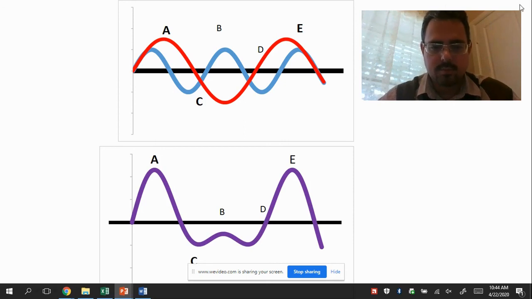If you add these two waves together, what you would actually see is something like this, like you see on the bottom here, right? So notice that where there's constructive interference like A and E, you get a bigger peak, a bigger crest, as the official name is, crest. Right, but at points B and D, you'll notice that it's closer to the horizontal line because you have destructive interference.